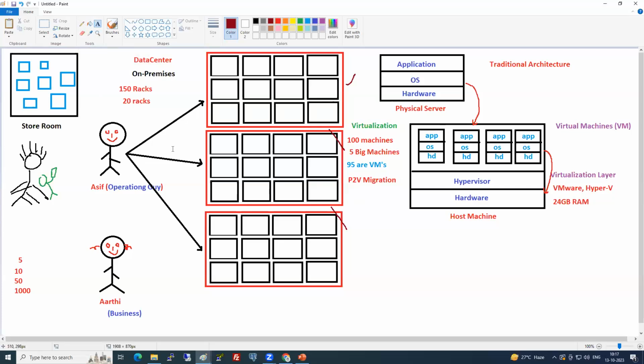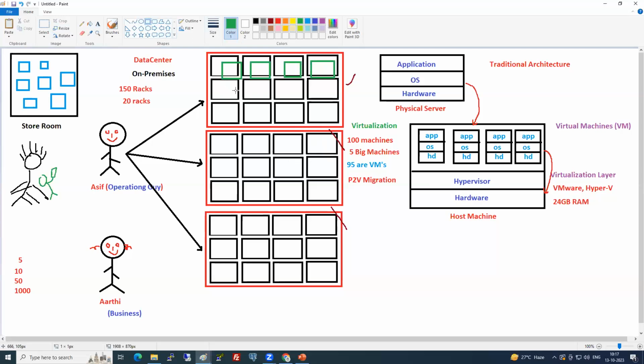So now you understood. Everyone, what do you see? Very important thing, guys. I want you to concentrate for the next 5 minutes. Very important. See here. How many data centers is Asif handling now? Only one. Because he has migrated all these physical machines to virtual machines, he has host machines here. This is the host machine.